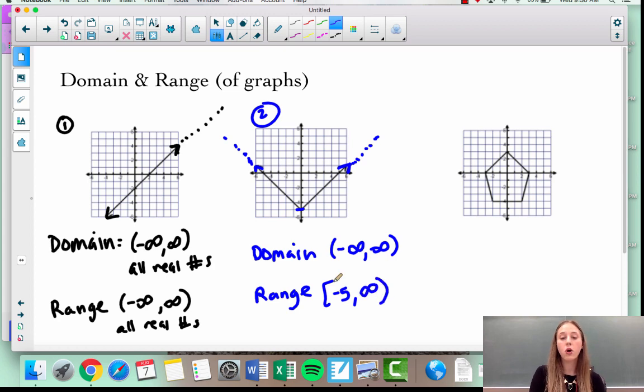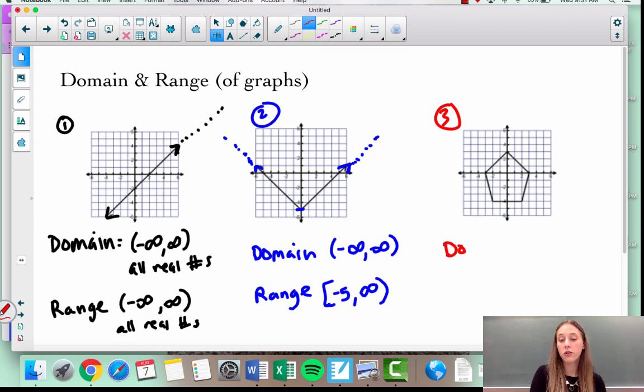Now notice I wrote a square bracket here. The square bracket means it actually hits -5, so it's included. Think of it like a closed circle. Okay, if it's a closed circle, you use a square bracket. If it's an open circle or infinity, you use the parenthesis. So this says that the lowest my graph goes is -5, and it goes all the way up to positive infinity, and it hits any y in between. Okay, let's try this next example, and then this will be the last one.